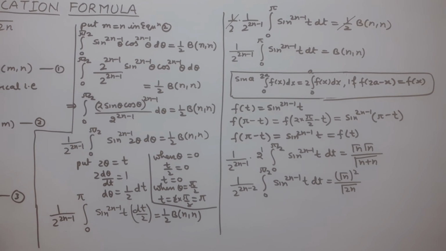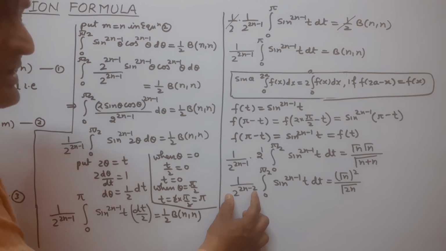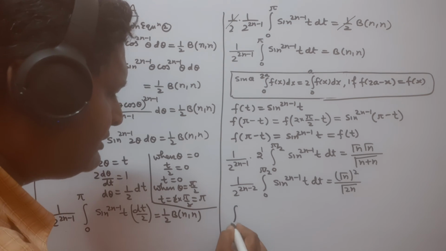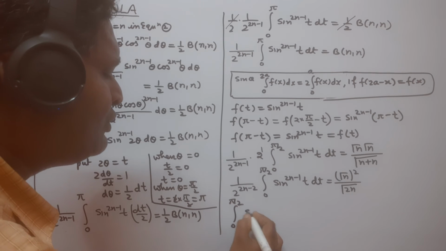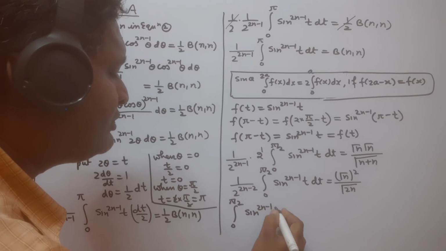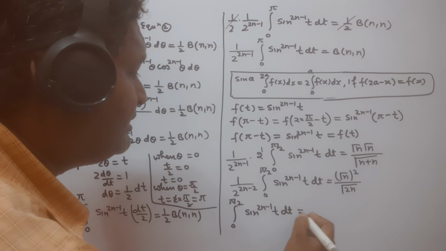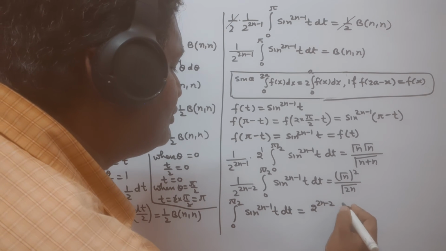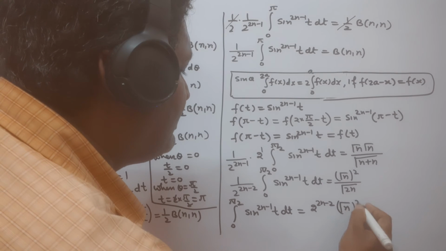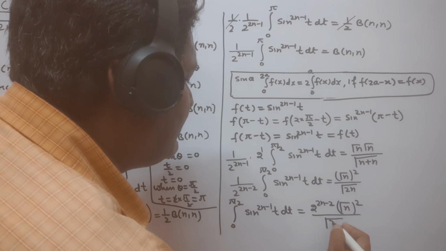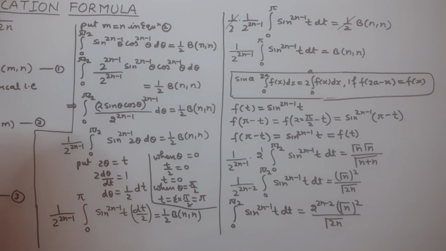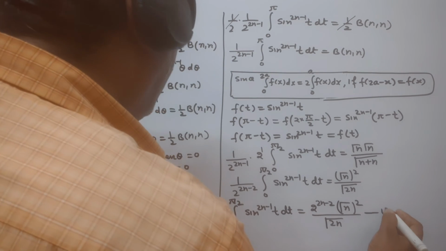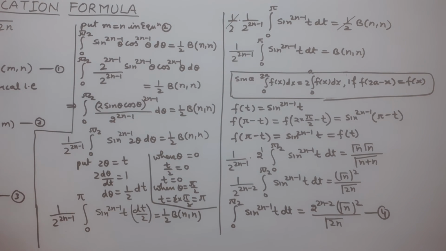Now we multiply this 2 to the power 2n minus 2 on the right hand side, so we get here integral 0 to pi by 2 sine to the power 2n minus 1 t dt, this is equal to 2 to the power 2n minus 2 multiplied by gamma n whole square divided by gamma 2n. Now suppose that this is equation 4.